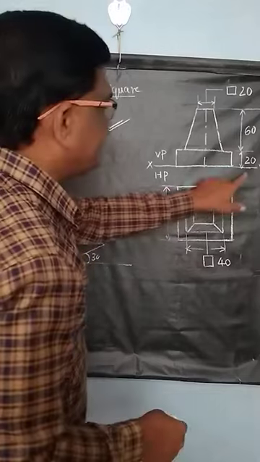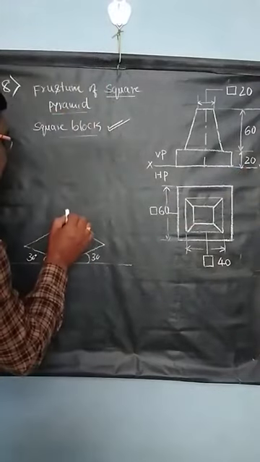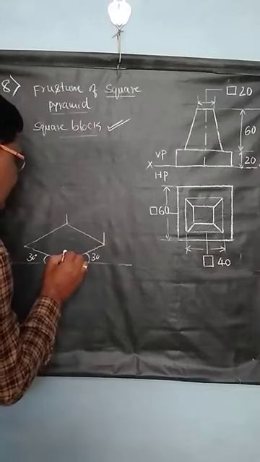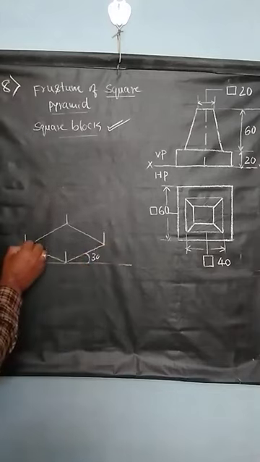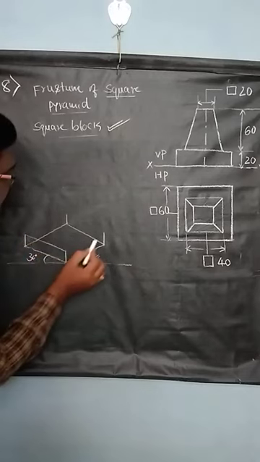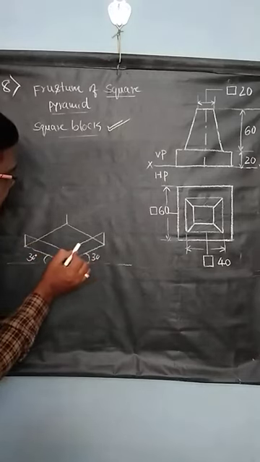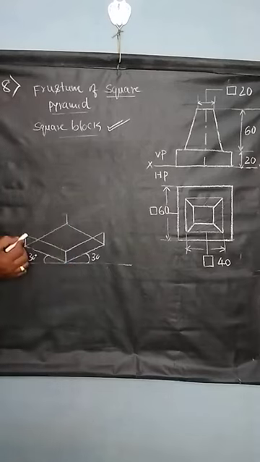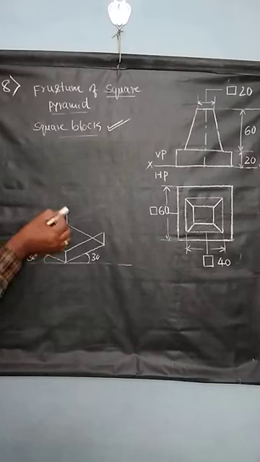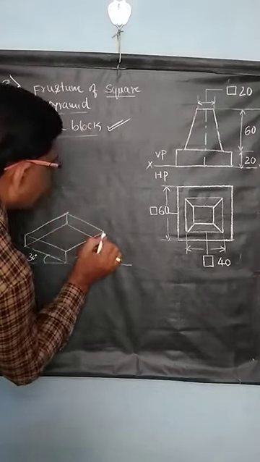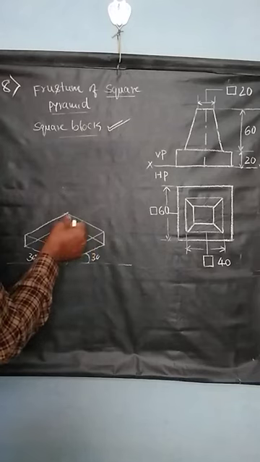Next, you have to take the height of 20 mm at all the corner points, like this. Then you draw the top surface of the square block, like this. You erase these unwanted lines.